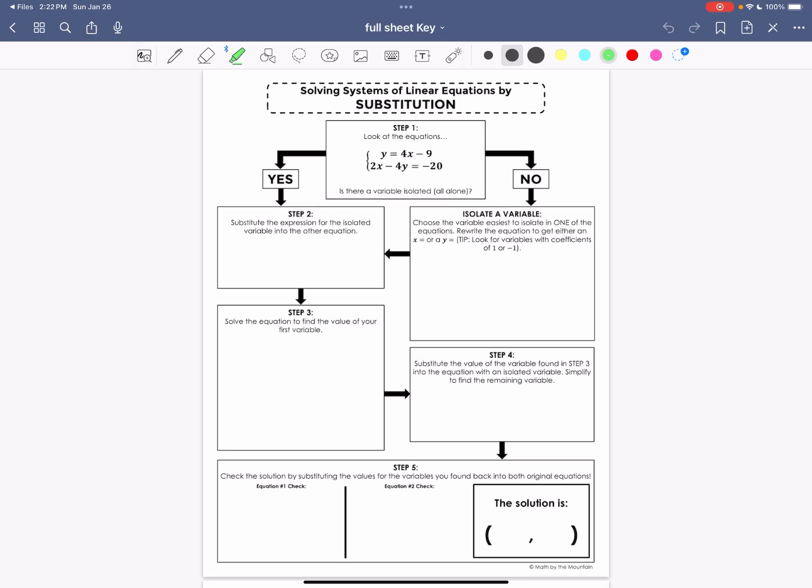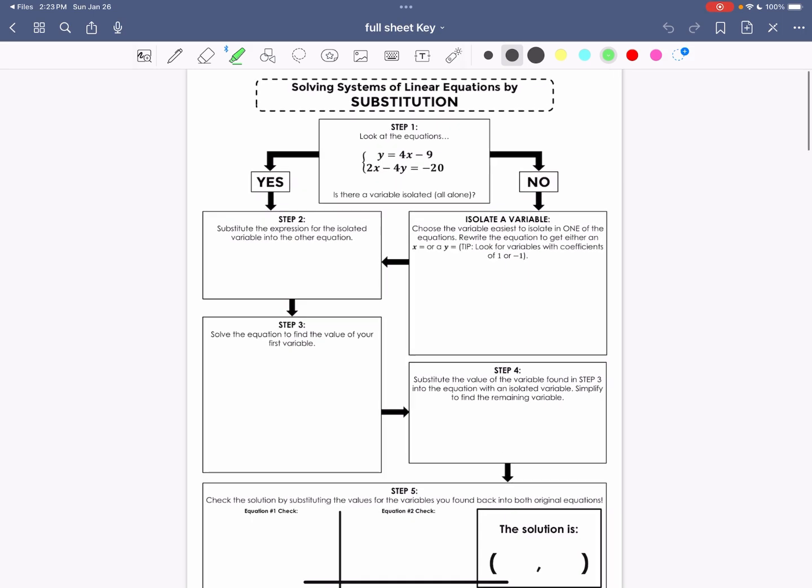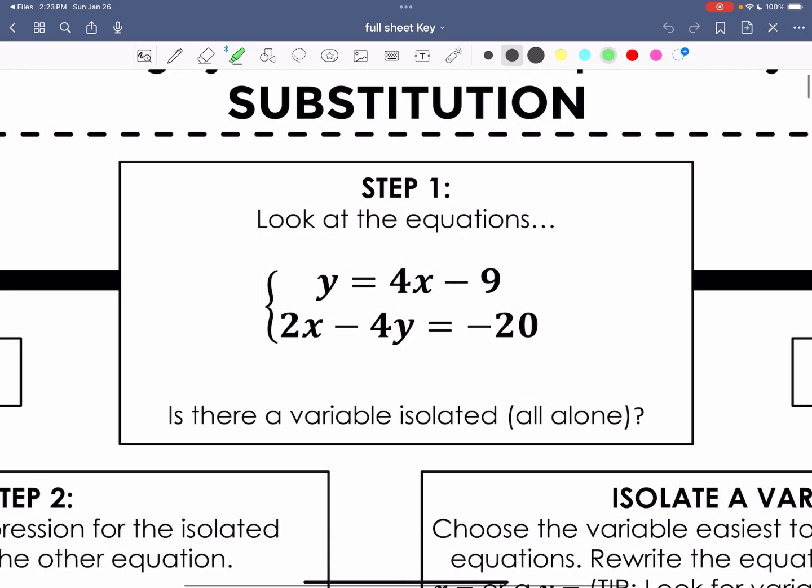Hi, in this video we are going to look at 3 examples of how to solve systems of linear equations using the substitution method. So diving straight in, step 1 says, look at our equations. Is there a variable that is isolated, which means all alone?